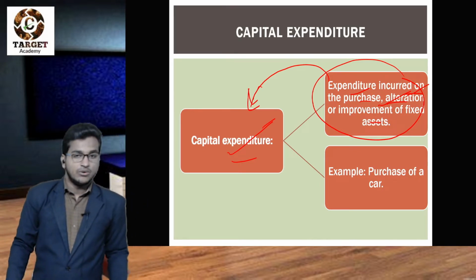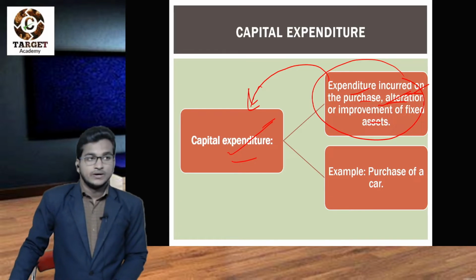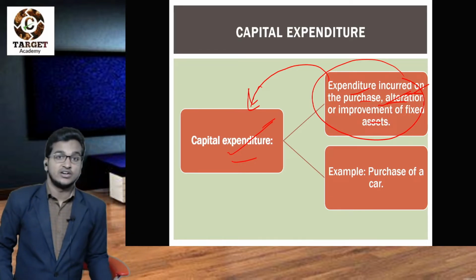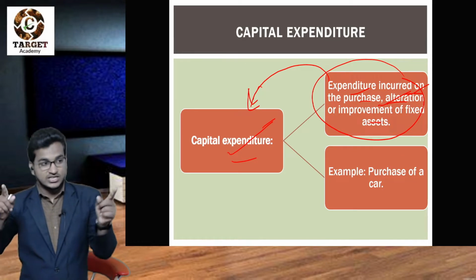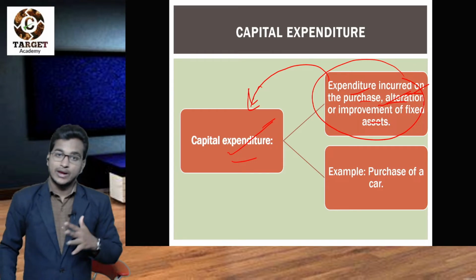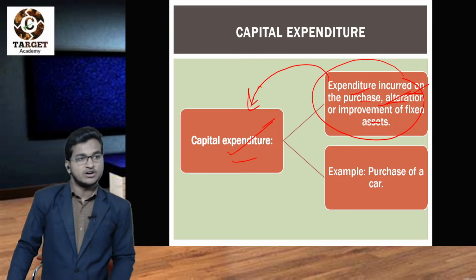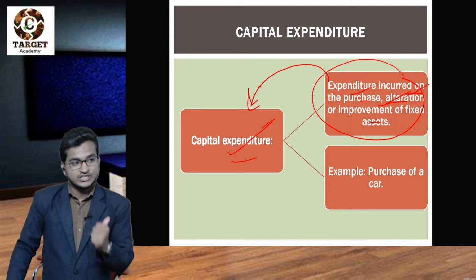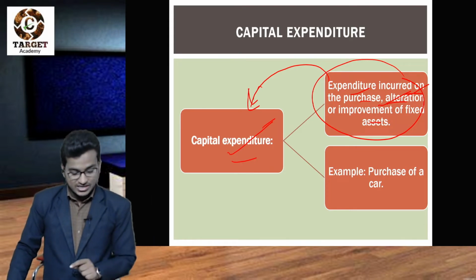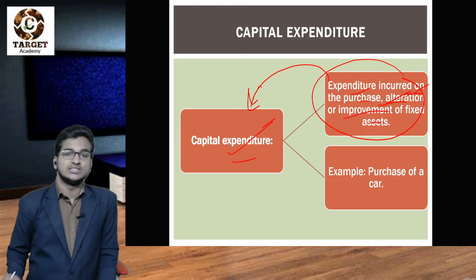For example, we are converting our residential property for restaurant purpose. We are changing our residential property into a restaurant. That means we are altering our home to a restaurant. So whatever expenditure is incurred on purchase of fixed asset or on alteration of fixed asset is a capital expenditure. Third one is improvement of fixed asset.